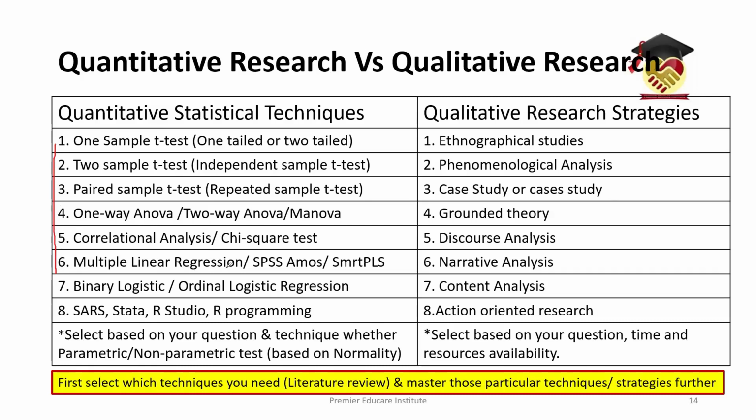Multiple linear regression means up to the undergraduate level, or the masters, you can. But when you come to the PhD level, DBA, MPhil, doctoral, then you have to go for SEM. SEM means structural equation modeling. That means the advanced version of multiple linear regression. This is for the doctoral students. Okay, right. So number 7 and number 8, these are logistic regression, which I explained already.